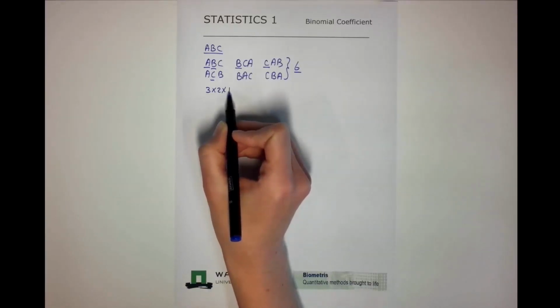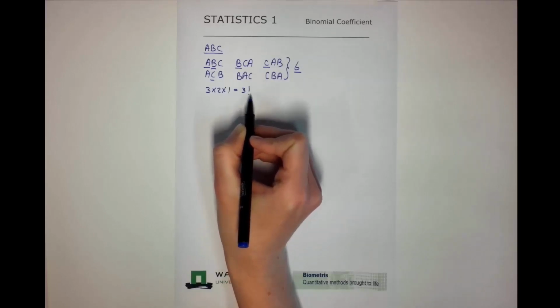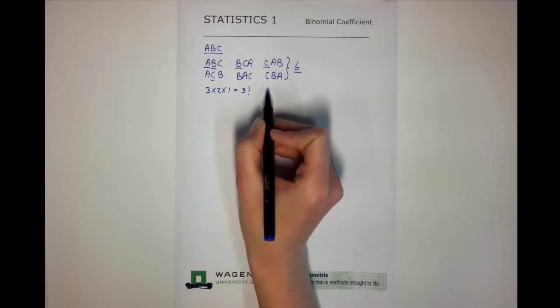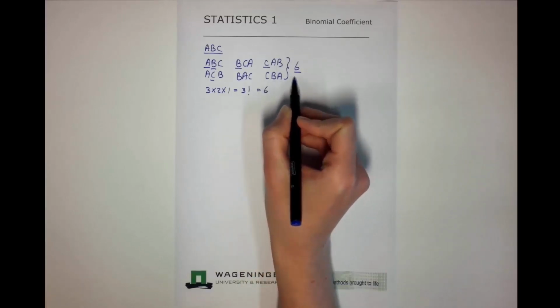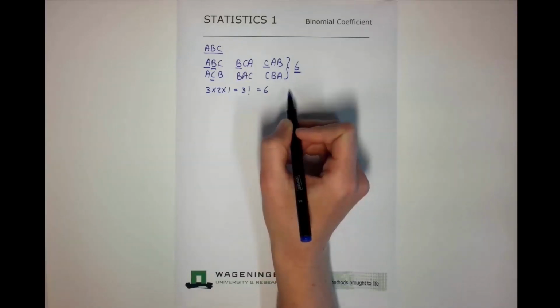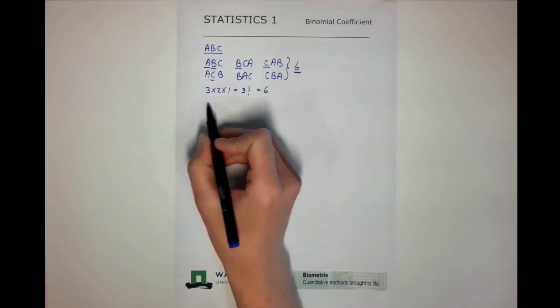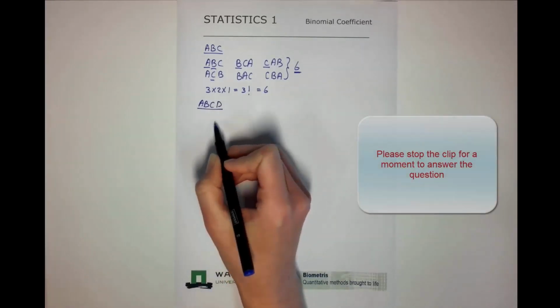The equation 3 times 2 times 1 is also known as 3 factorial, which is 3 exclamation mark. 3 times 2 times 1 gives 6, which is exactly the number of orders we have found by writing out all the combinations. I hope you understand what the factorial function is. Please determine yourself in how many unique orders the letters A, B, C and D can be placed.